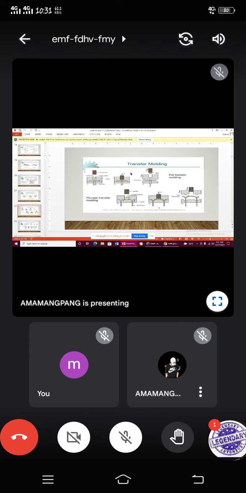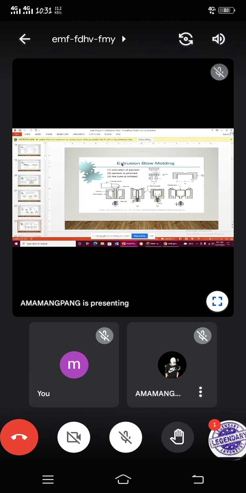Next is the diagram of transfer molding. So this is plunger transfer molding. So this is the diagram. So next is the extrusion blow molding.